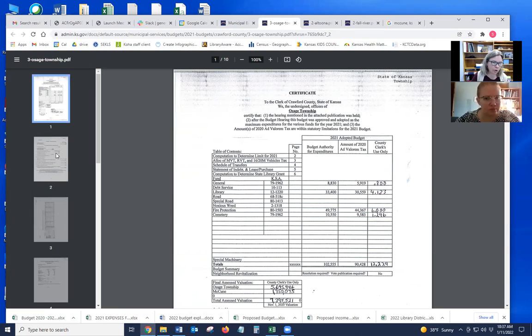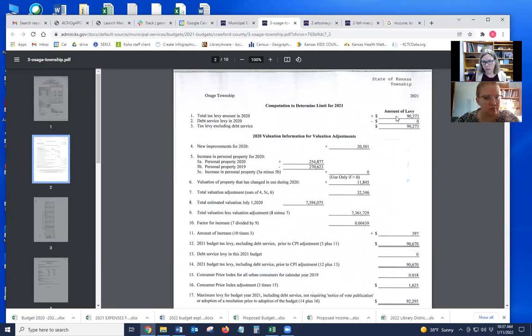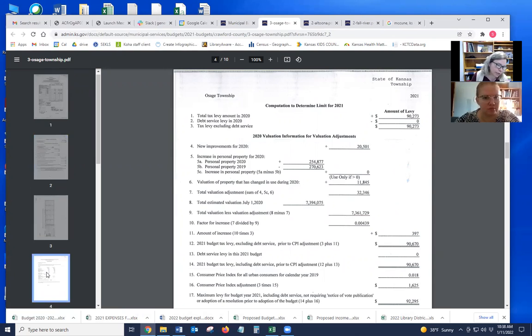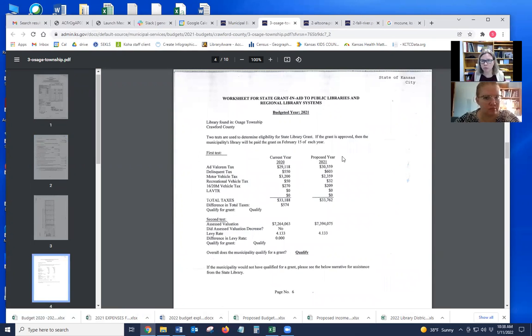And the other important part of this, so this is the certificate. You notice there's multiple pages. This is for your library levy. That's a little bit, yours is a little bit different. You get to be special. But this is the other part of the budget that they're going to talk about tomorrow or later in the month that is important for us, because this is how the state library determines whether or not you get state aid. And Roger talked about this in the budget workshops.